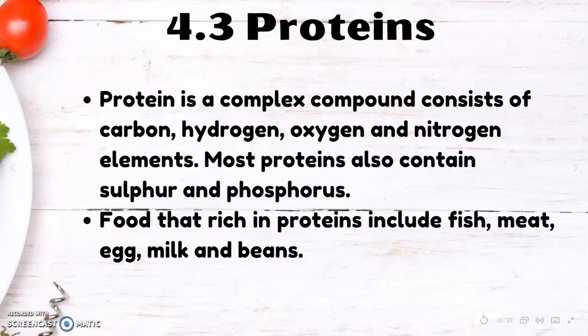Okay, let's go to the elements in the protein. Protein is a complex compound consisting of carbon, hydrogen, oxygen, and nitrogen elements. But most proteins also contain sulfur and phosphorus. So the elements in the protein are carbon, hydrogen, oxygen, nitrogen, sulfur, and phosphorus. Food that is rich in proteins includes fish, meat, egg, milk, and also beans.